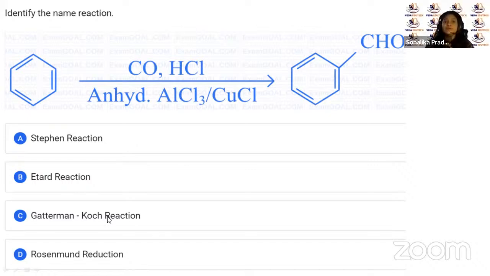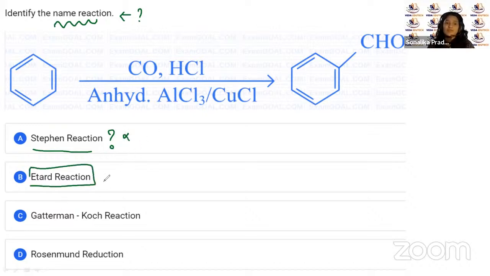Okay, children. So let's see what's the question that's being asked here. You're being asked to identify the name reaction, right? So what name reaction is it that we have to identify? Now, is this reaction Stephen reaction, children? No, this is not Stephen reaction, right? Okay. Is this reaction Etard reaction? No, because in case of Etard reaction, you are going to have at least toluene as the starting material.